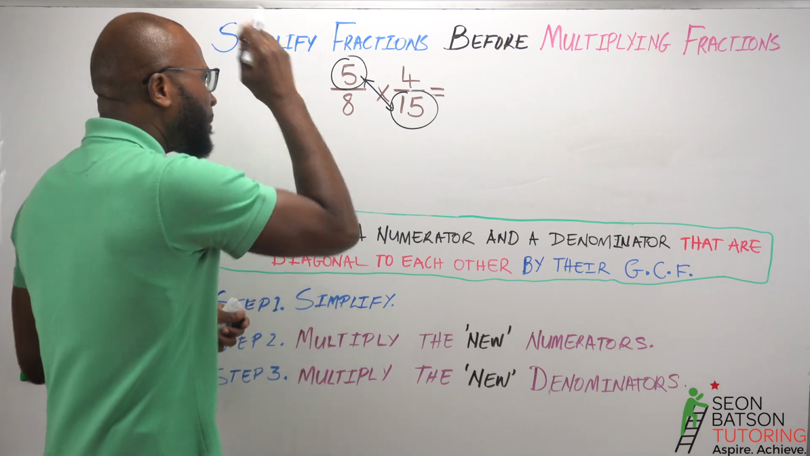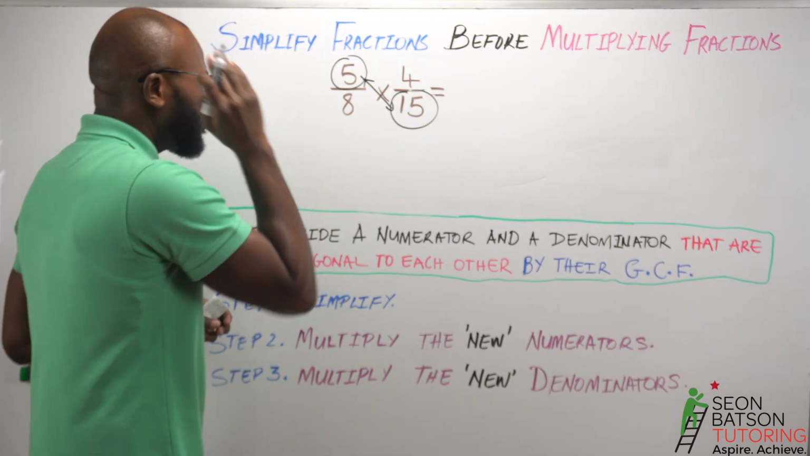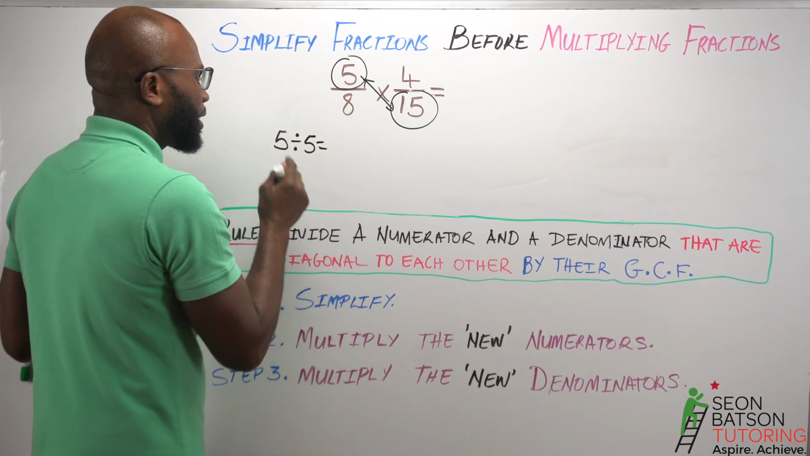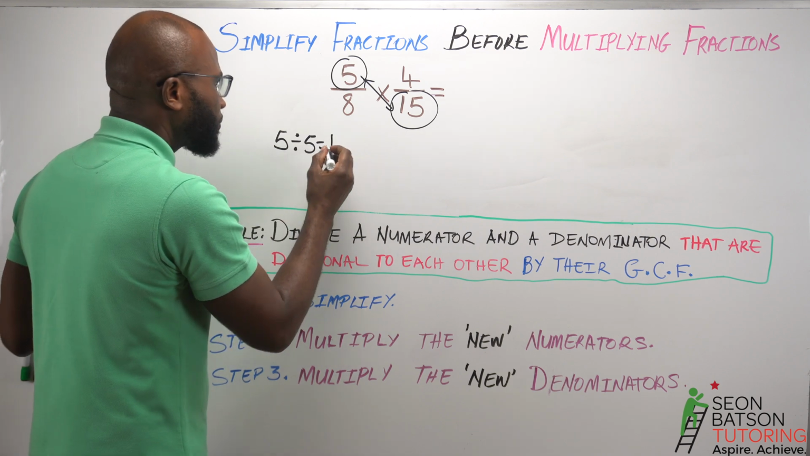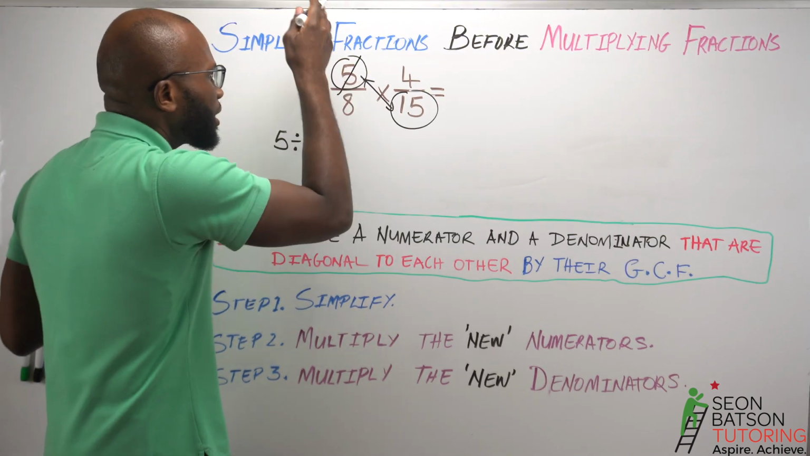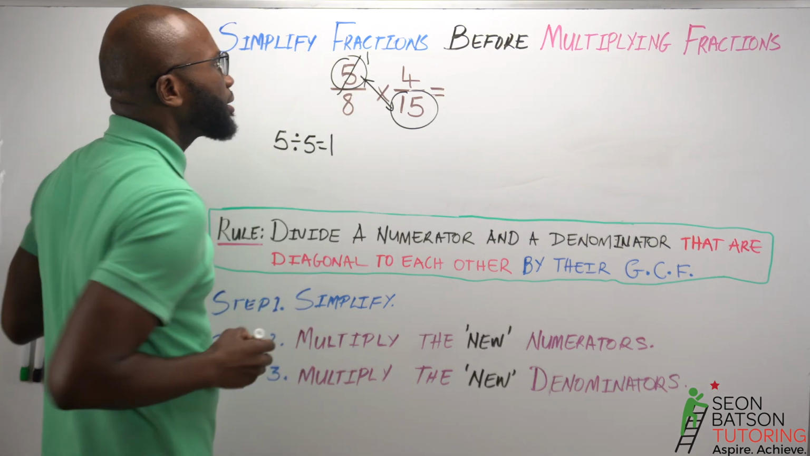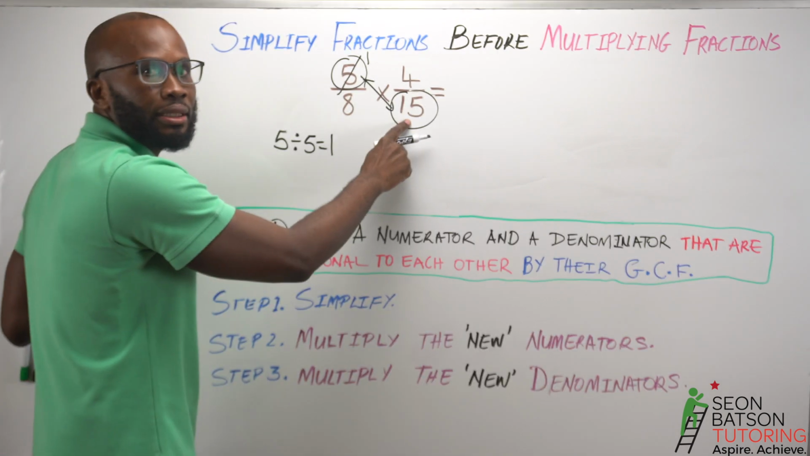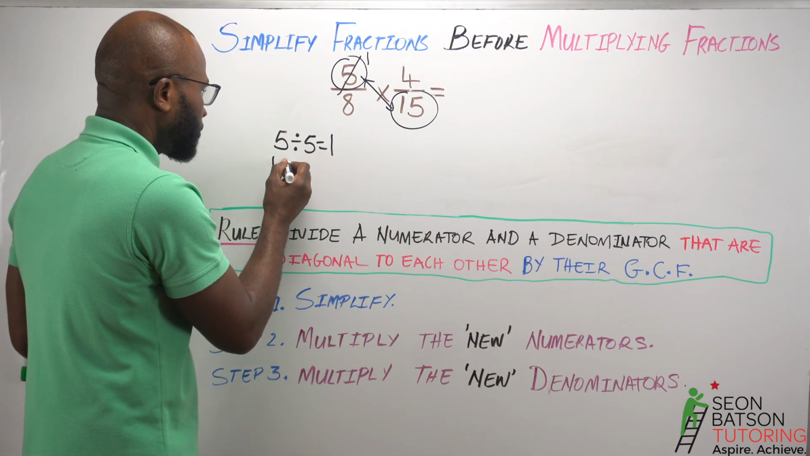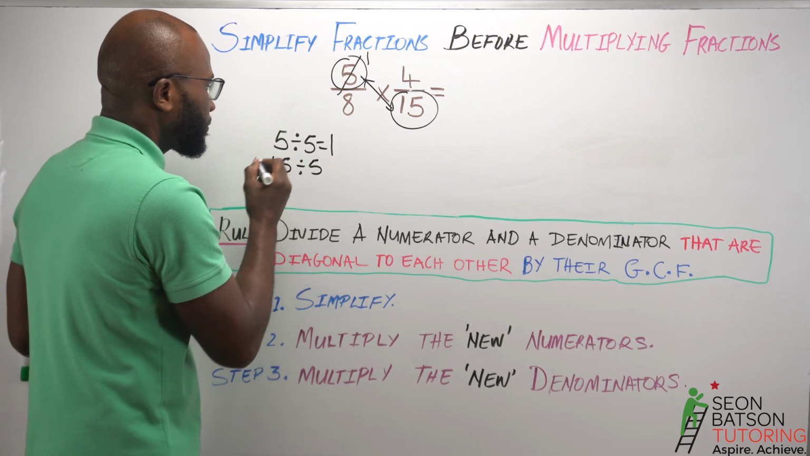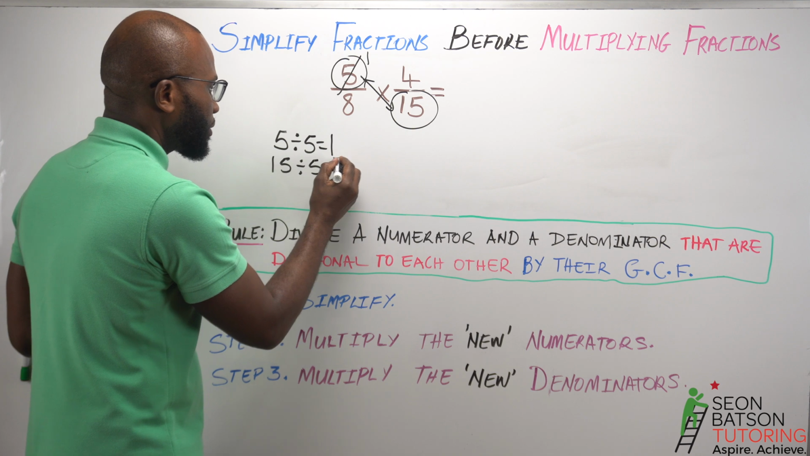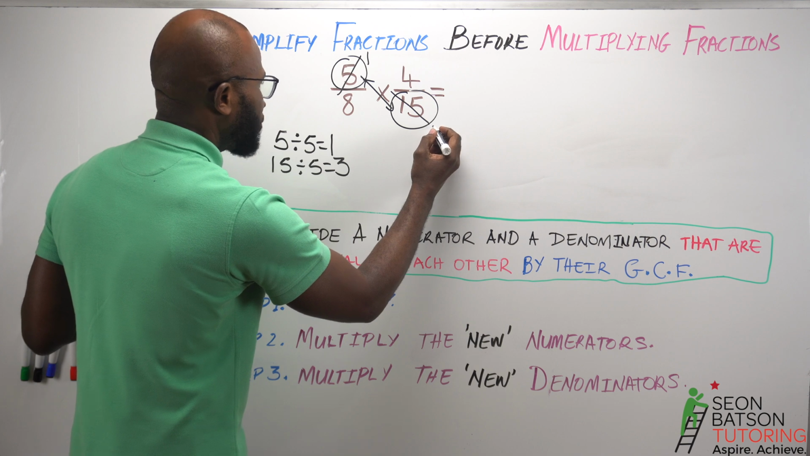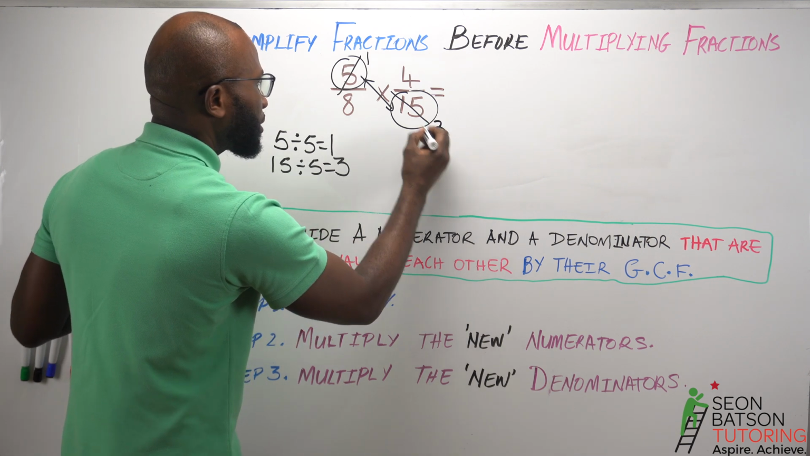Yes? So to simplify the 5 and the 15, we will divide the 5 first by 5, and 5 divided by 5 is 1. So our numerator here, which is 5, is shrunk, and it became a 1. And we will divide the denominator as well, which is 15, by 5. And 15 divided by 5 is 3. So our 15 is also shrunk, and it's now a 3.